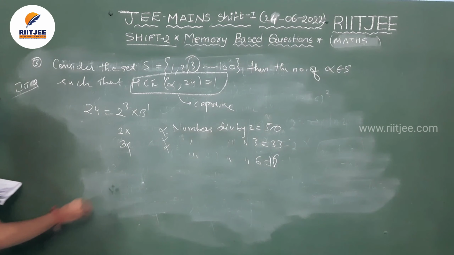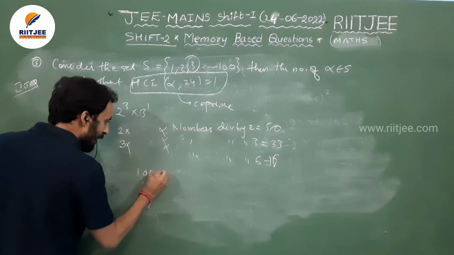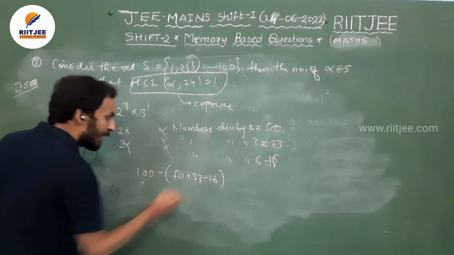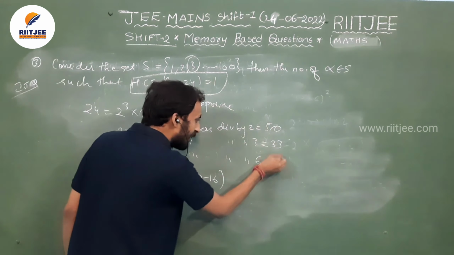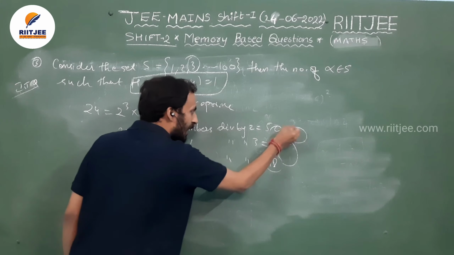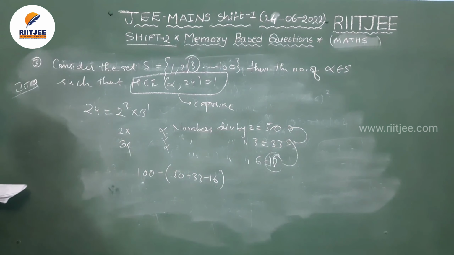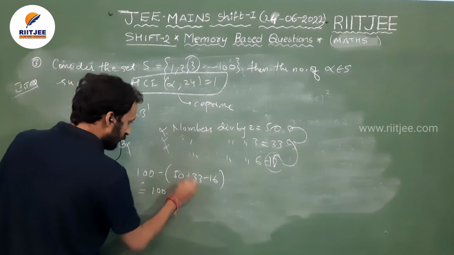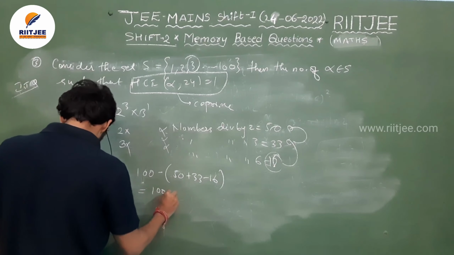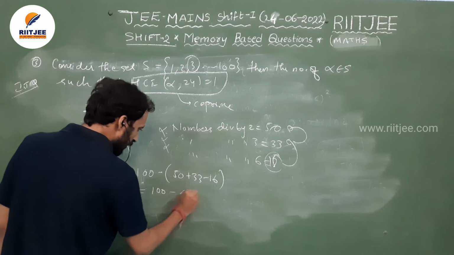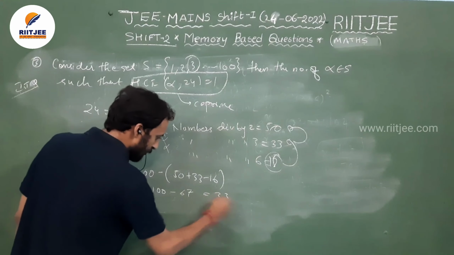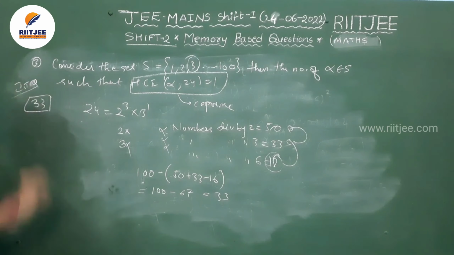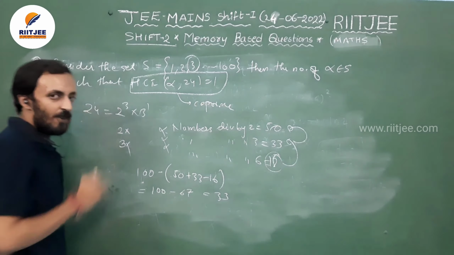So what will be the required answer? My required answer will be 100 minus 50 plus 33 minus 16. Why have I done this minus 16? Because we have counted these 16 numbers either here or here, right? So now when you calculate it, you will get 67. So right, this would be 33 and 33, an integer type answer. This would be the correct one. See how this is a type of hybrid question.